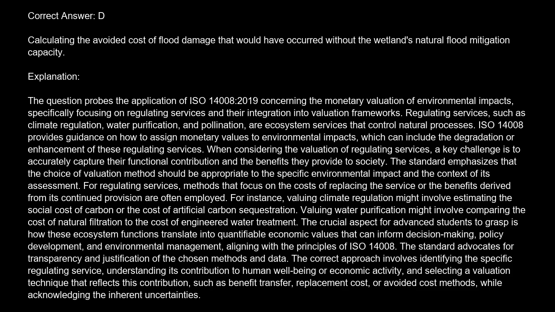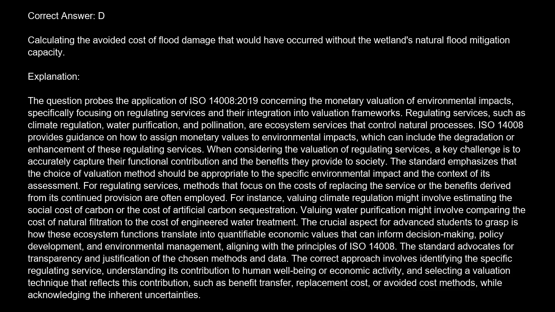14008-2019 concerning the monetary valuation of environmental impacts, specifically focusing on regulating services and their integration into valuation frameworks. Regulating services, such as climate regulation, water purification, and pollination, are ecosystem services that control natural processes. ISO 14008 provides guidance on how to assign monetary values to environmental impacts, which can include the degradation or enhancement of these regulating services. When considering the valuation of regulating services, a key challenge is to accurately capture their functional contribution and the benefits they provide to society.